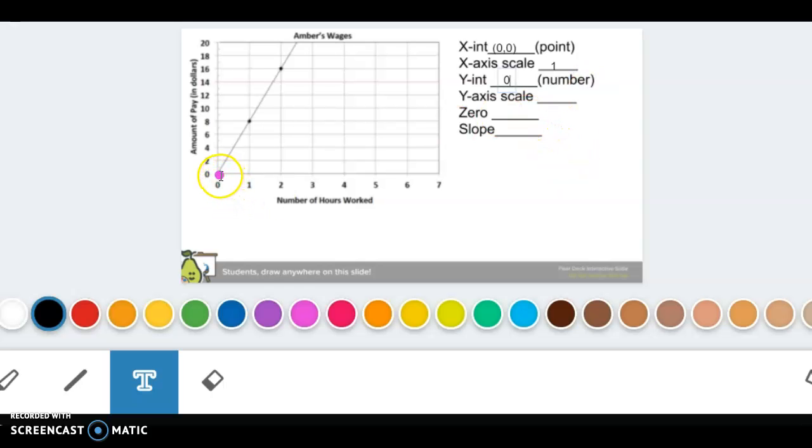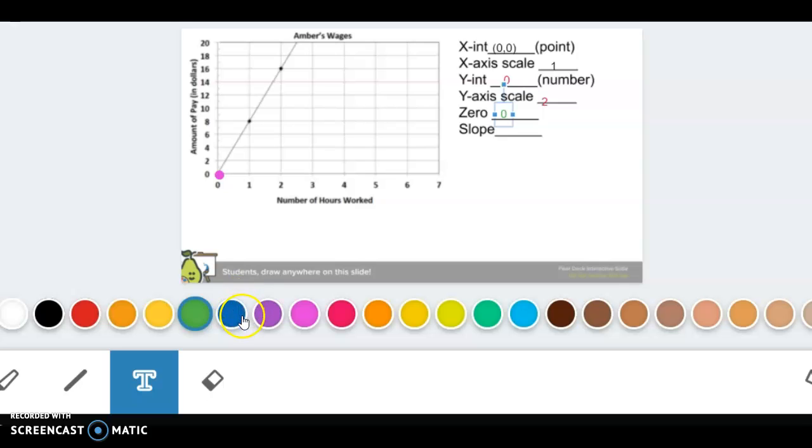My y-axis scale, I would say, is counting by 2's. The 0, remember, of this graph is the same thing as your x-intercept, so it would be 0.